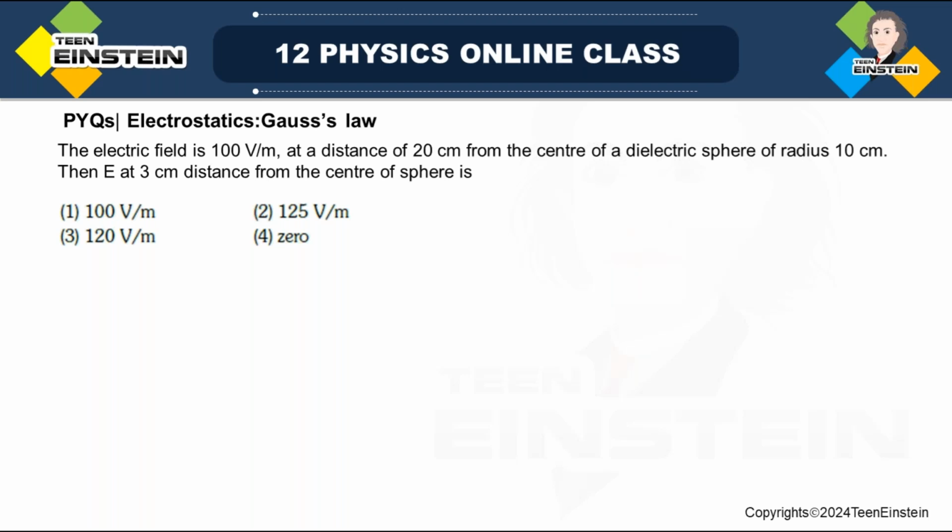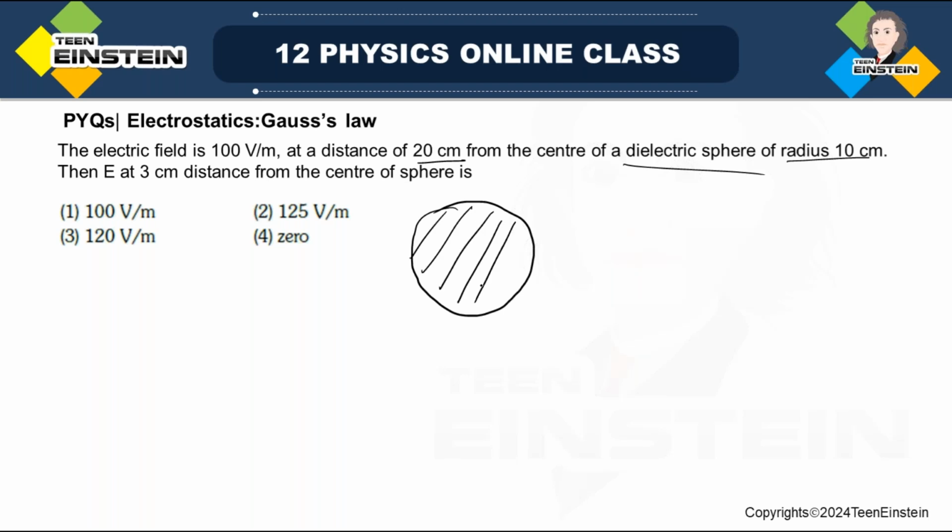Okay, now this question is saying that the electric field is 100 volt per meter at a distance 20 centimeter from the center of a dielectric sphere of radius 10 centimeter. Then what is the electric field at 3 centimeter distance from the center of the sphere? Let me tell you, this is a non-conducting or dielectric sphere. That means they have charges inside, throughout the volume. That means the solid sphere case.